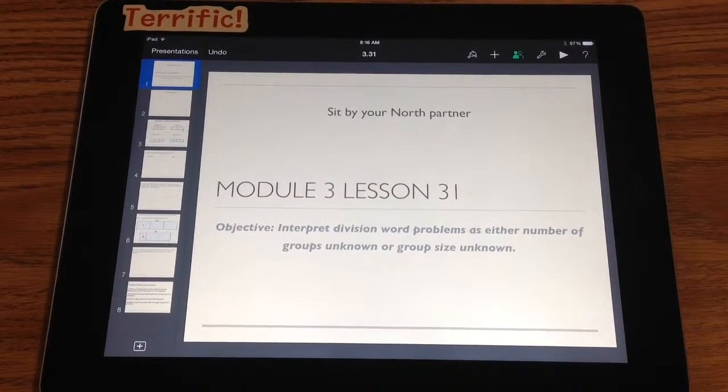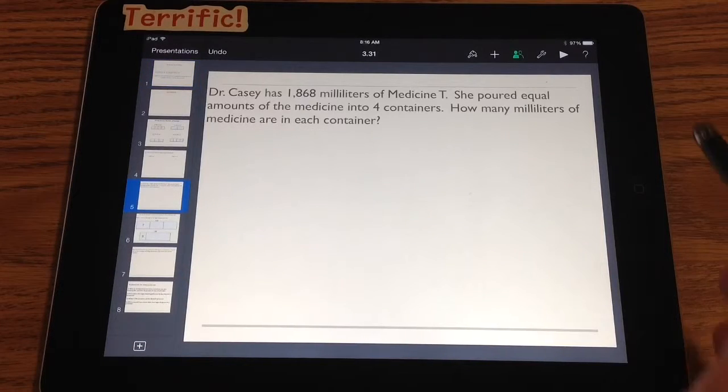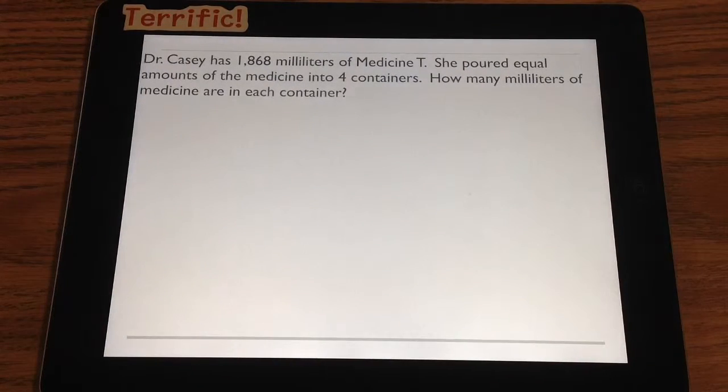All right, as you can see, we are on to lesson 31. Our objective is to interpret division word problems as either number of groups unknown or group size unknown. So that's what we're going to focus on today. Do we know the number of groups or do we know the size of the group? We're going to start here with a word problem.